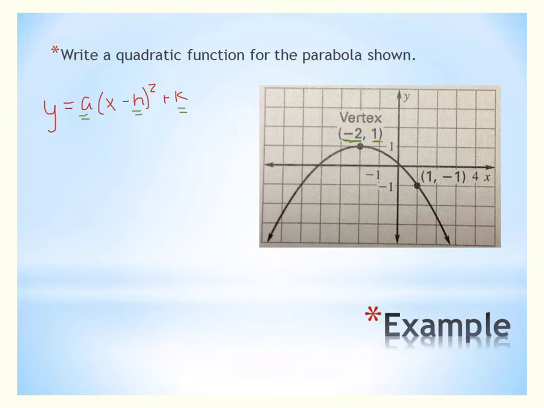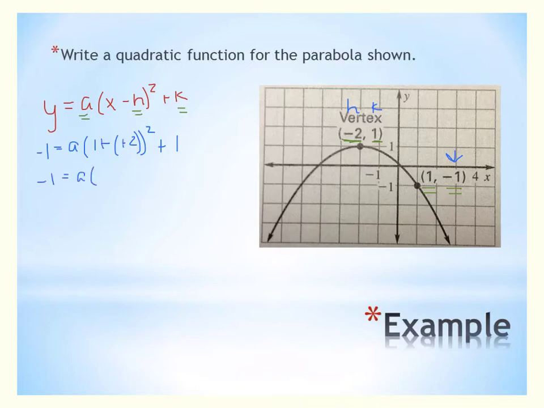Nothing's ever going to just give you the a, but if we use another point, say (1, -1) that's given to us, we can use it as an x and a y and solve for a. So we substitute in our values. y is -1, which comes from the point. a is a, x is 1, minus h is -2, squared, plus k is 1, because that is the h, k in our vertex.